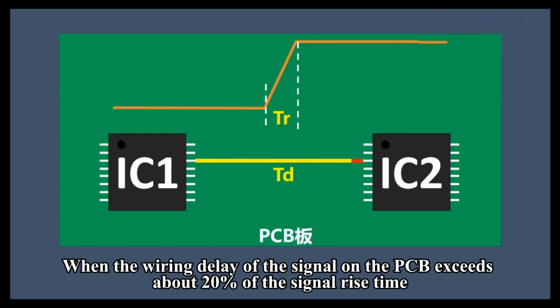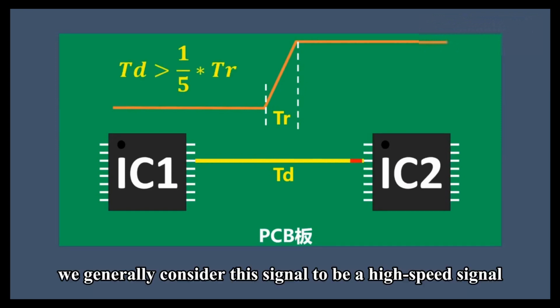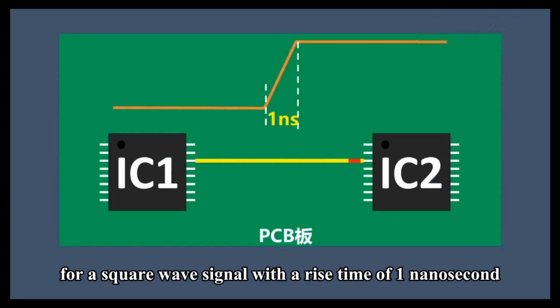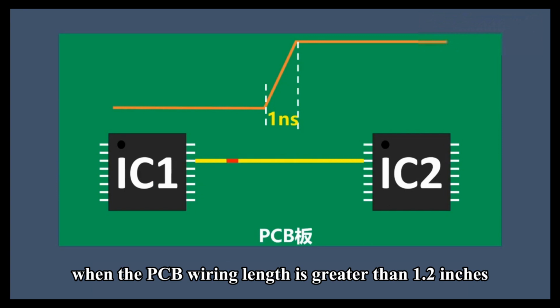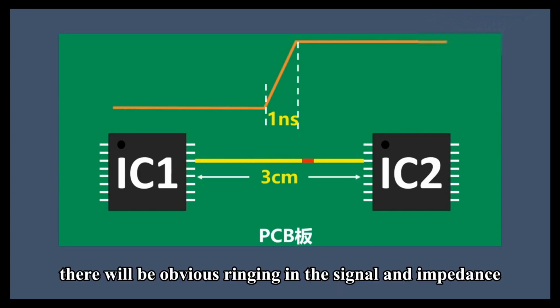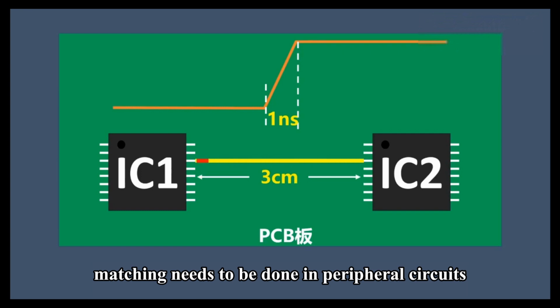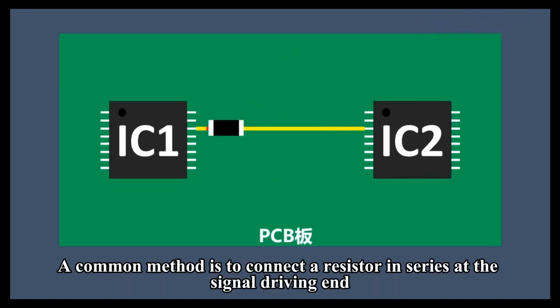When the wiring delay of the signal on the PCB exceeds about 20% of the signal rise time, we generally consider this signal to be a high-speed signal and will produce problems such as signal reflection and obvious ringing. For example, for a square wave signal with a rise time of 1 nanosecond, when the PCB wiring length is greater than 1.2 inches, there will be obvious ringing in the signal and impedance matching needs to be done in peripheral circuits. A common method is to connect a resistor in series at the signal driving end.